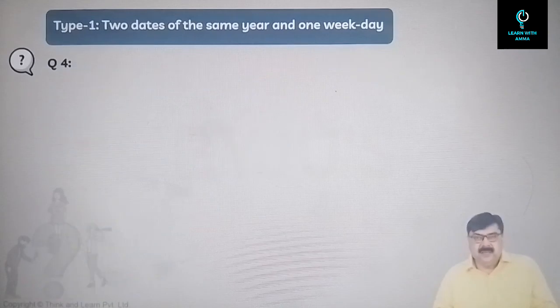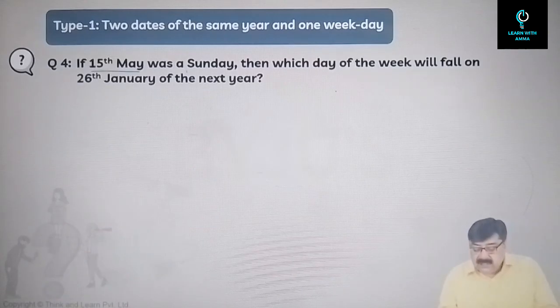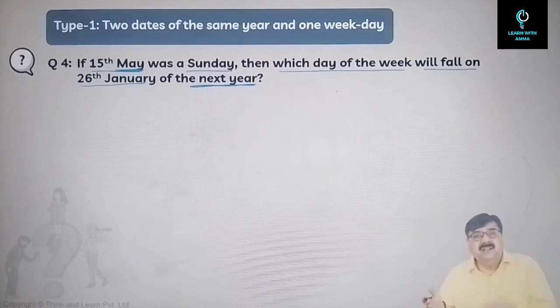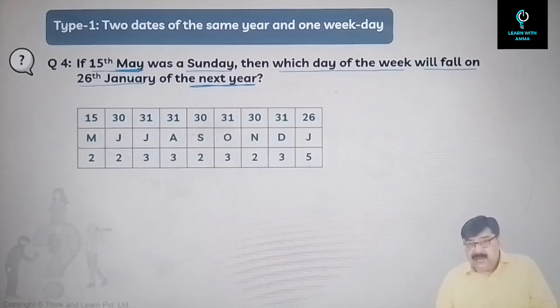Okay, let's have a look at another question here. If 15th May was a Sunday, then which day of the week will fall on 26th January of the next year? Again, it is not given to you whether this year or the next year happens to be a leap year or not. We don't need that. When we are talking about May, the month of May is beyond February. Again, from the month of May to the January of next year, we will not be able to find the month of February anywhere. So hence, we will do our calculations irrespective of the fact whether we know or do not know the type of year which is given here.